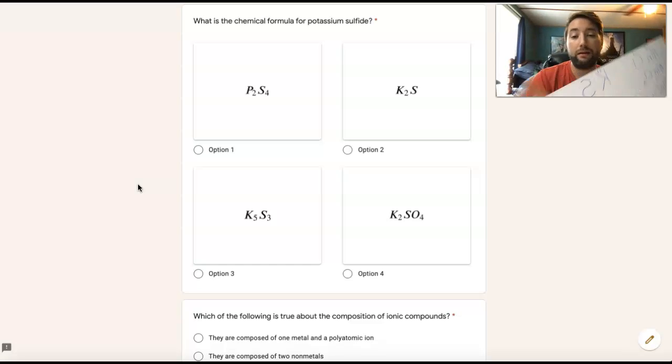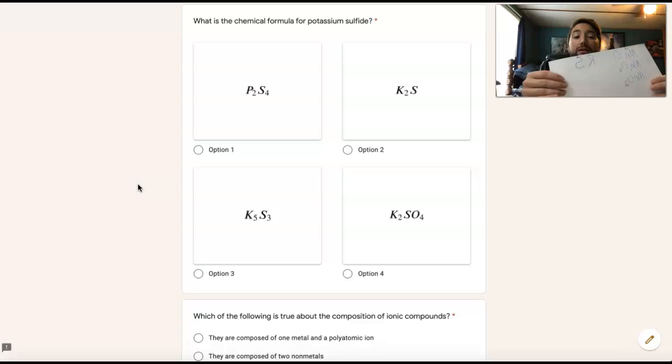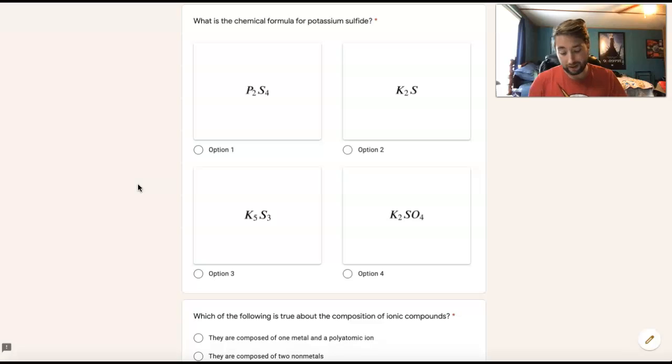Next, I'm going to find the charge of sulfur, and if I look on my periodic table, it's -2, because it's in the same column as oxygen. Now I'm going to crisscross these. I'm going to take this number here and put it on the sulfur, and take this number up here and put it on the potassium. So it's going to be K2S1.